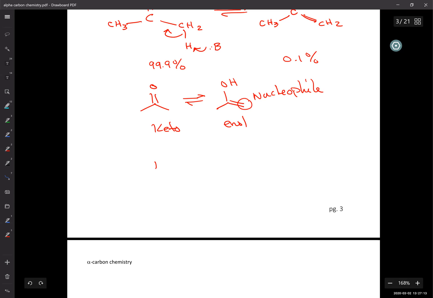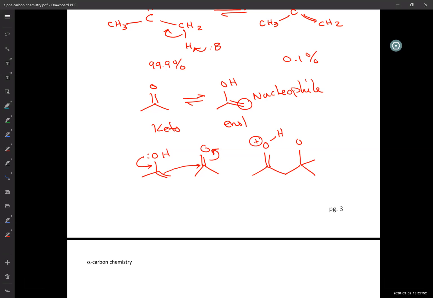I'll draw the mechanism over here, and then I'll tell you how I learned this happens the hard way. So I can have this, and this bond goes like this, and then this attacks that carbon and forms this compound. And that's actually stable.